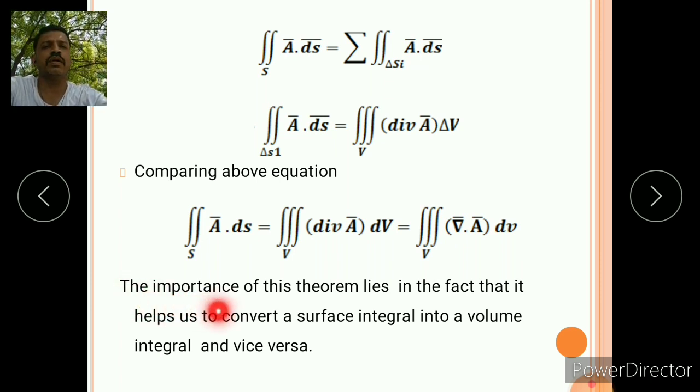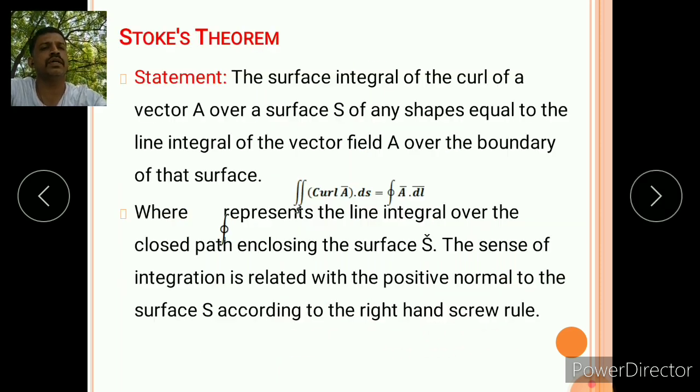The importance of this theorem lies in the fact that it helps to convert a surface integral into a volume integral and vice versa. That means converting a surface integral into a volume integral, or a volume integral into a surface integral.